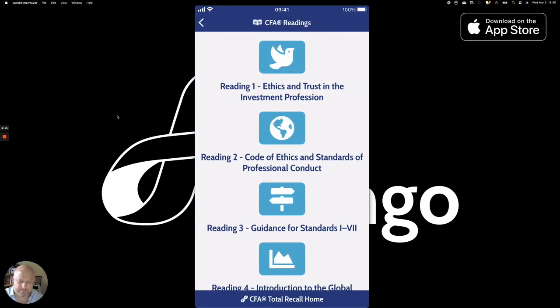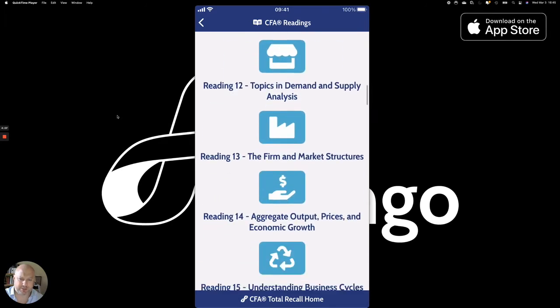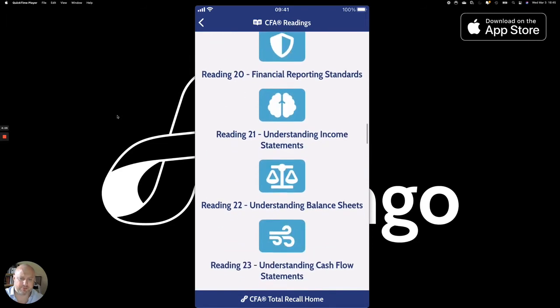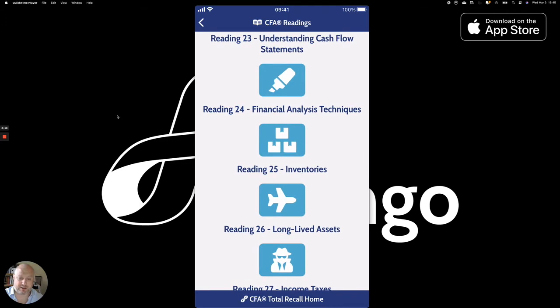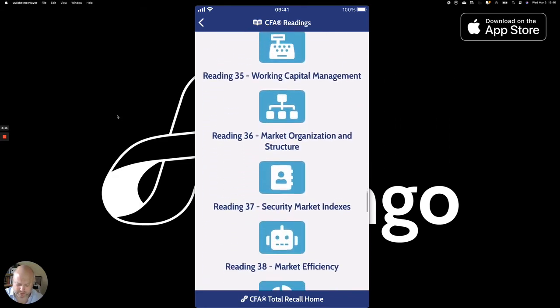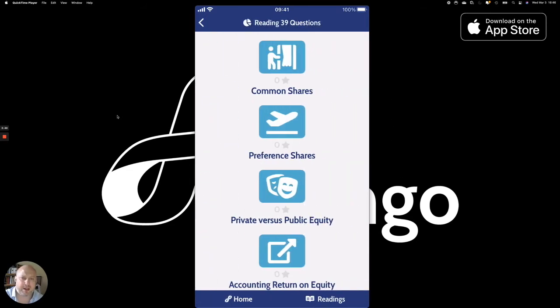And again, if you just go all the way down, I'm going to try not to get you dizzy here. But if you go all the way down, you'll see pretty much every reading that's in the CFA Level 1 curriculum. And we created questions for every bit of those readings. Okay, so pretty amazing. I'm going to go down to something that hopefully I won't make a fool out of myself. Let's do overview of equity securities. All right, and in overview of equity securities, which is reading 39, you got common shares, you got preferred shares, private versus public equity. So those are the top 3. So we could do some common share questions.